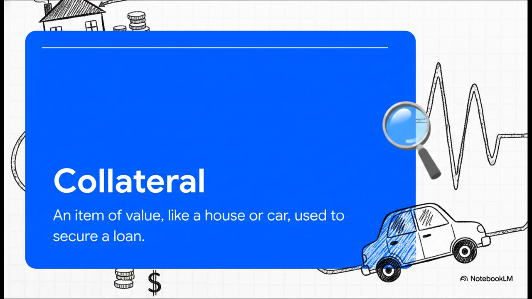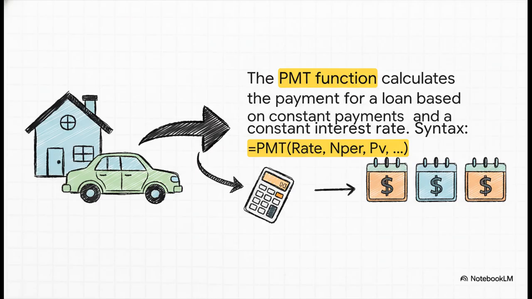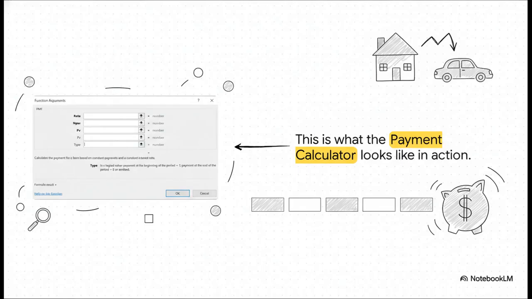Okay, with those terms down, we are ready for our first tool. Now that we're all speaking the language of loans, let's meet our first superpower. In any spreadsheet program, it's called the PMT function, but we're just going to call it the payment calculator. It's designed to do one thing and do it brilliantly: figure out your loan payment. And this is what it looks like. See? No scary code, just a few simple boxes to fill in. This little window is the key to figuring out exactly what that monthly mortgage or car payment will be, taking all the guesswork out of your big purchases.